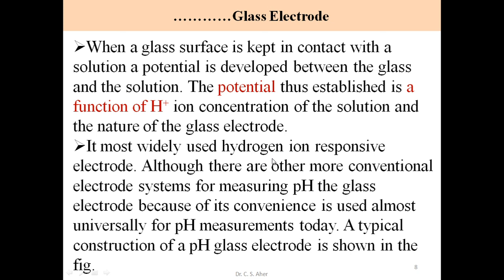It is the most widely used hydrogen ion responsive electrode. Although there are other more conventional electrode systems for measuring pH, the glass electrode, because of its convenience, is used most universally for pH determination today. So this glass electrode is the most convenient electrode for pH determination. A typical construction of the pH glass electrode was shown in the previous slide. So this glass electrode is the actual working electrode, or indicator electrode.